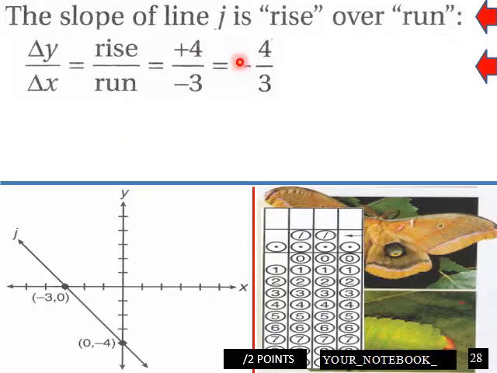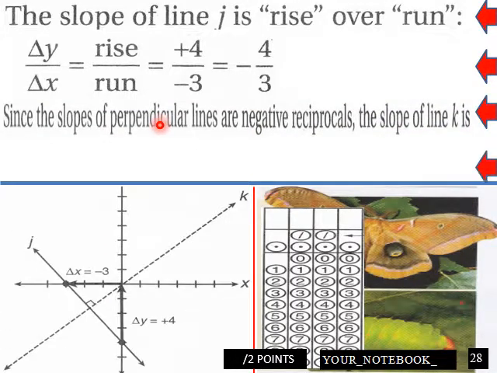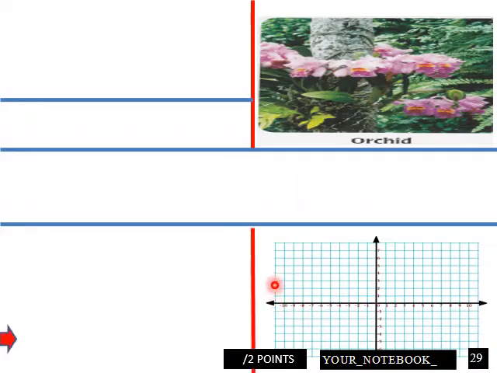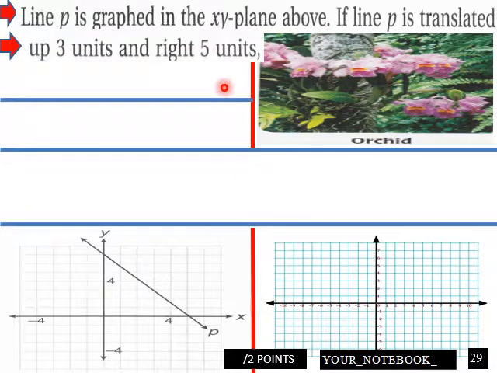Negative 4/3. The negative inverse of this would be positive 3/4. So this would be the slope of the line here, since it's perpendicular. So p equals 3/4 would be the slope. Here, y equals px, and p represents the slope of line K, so p equals 3/4. Gradient 3/4.